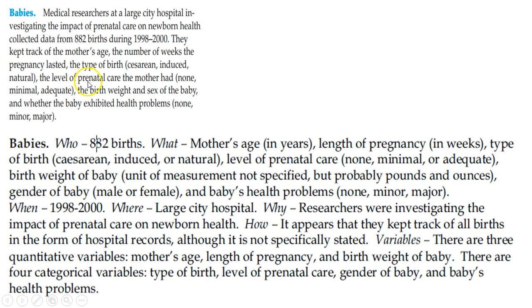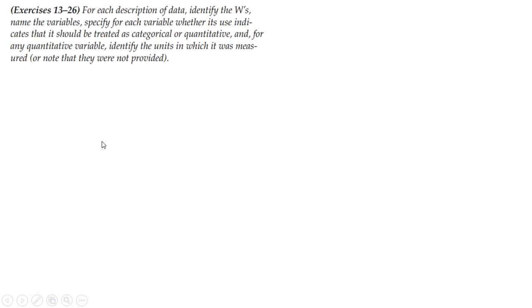The level of prenatal care could also be that, because you can't really add up those three things. The birth weight, I can certainly add up, but the sex of the baby, or the gender, would be categorical again. The birth weight would be quantitative. Whether the baby exhibited health problems, yes or no, basically. Those are categories that we're talking about.